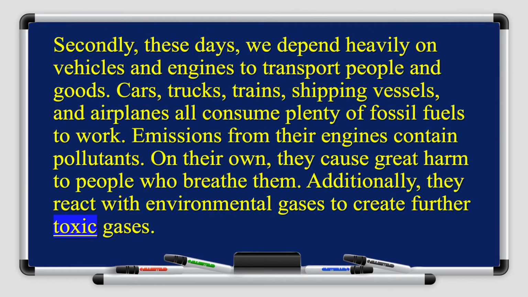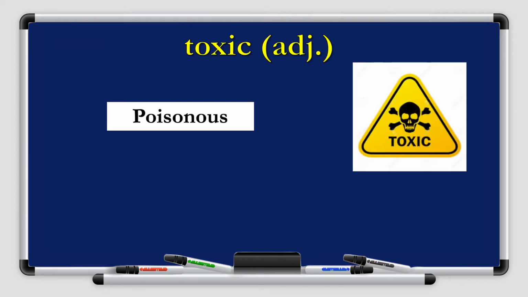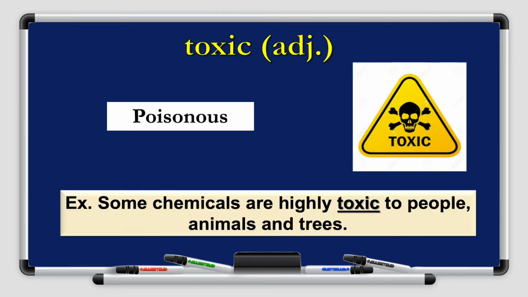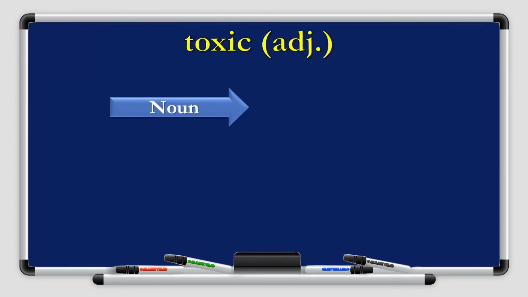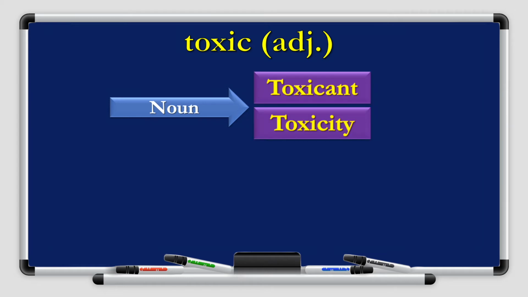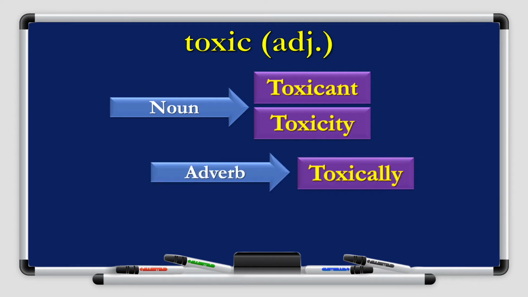Also, in this paragraph, we have another word, which is the word toxic. Toxic gases. Toxic is an adjective, which means poisonous. It is another word for poisonous. An example for this is, some chemicals are highly toxic to people, animals, and trees. The noun of this word is toxicant or toxicity. And the adverb of it is toxically.